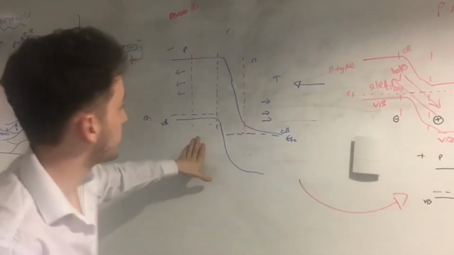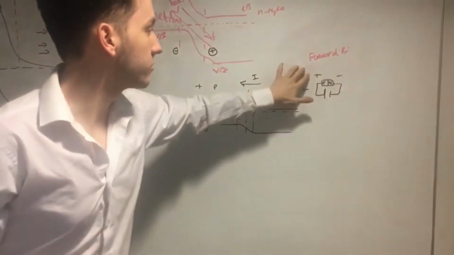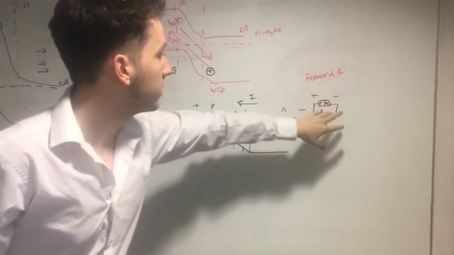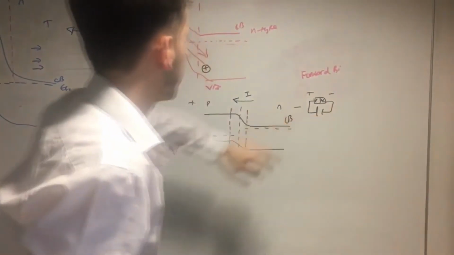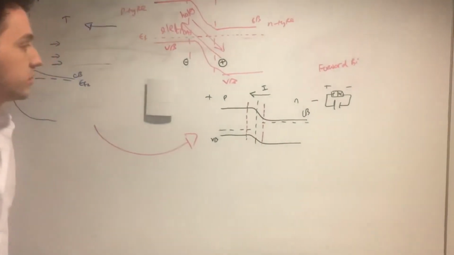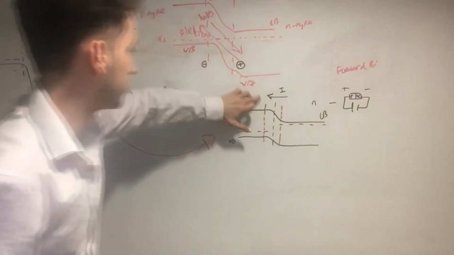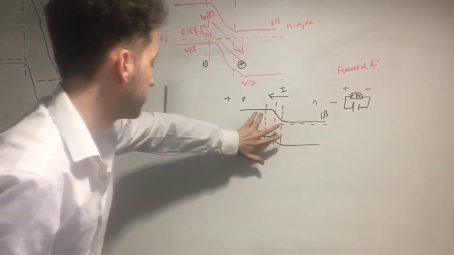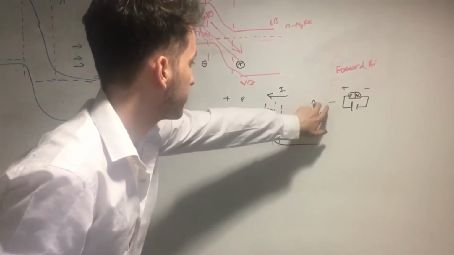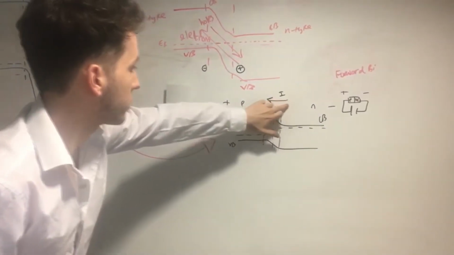Whereas if we then apply a forward bias, the reverse, where the p side is positive and the n side is negative, it's going to do the reverse. We're going to have a lower built-in voltage, so a lower amount of energy is required to overcome the barrier. The depletion region is going to decrease, and we're going to have electrons attracted to this side, and so there's going to be a strong current flow.